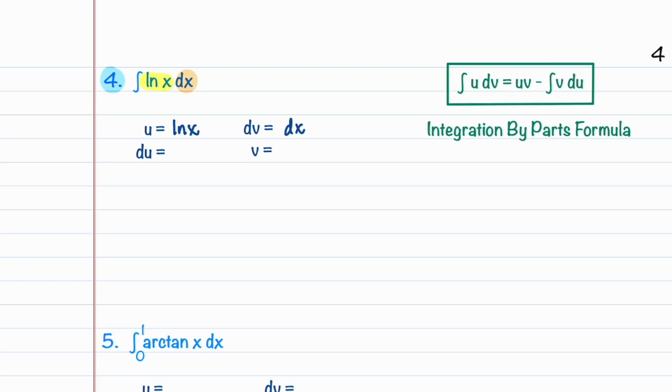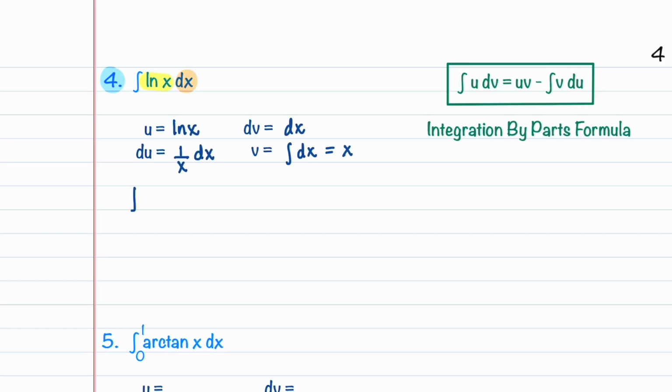We're going to let u be natural log of x, and then dv is what's left over, and in this case, that's just dx, and that's just fine. Now we're going to differentiate the left-hand side. The derivative of natural log x is 1 over x dx. And then we're going to integrate the right-hand side. The integral of dx is just x.